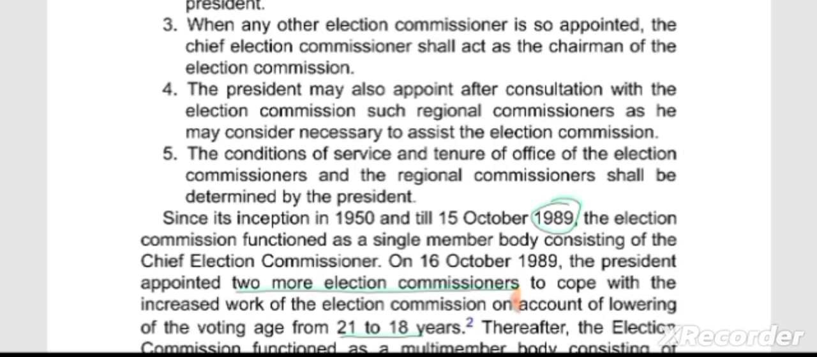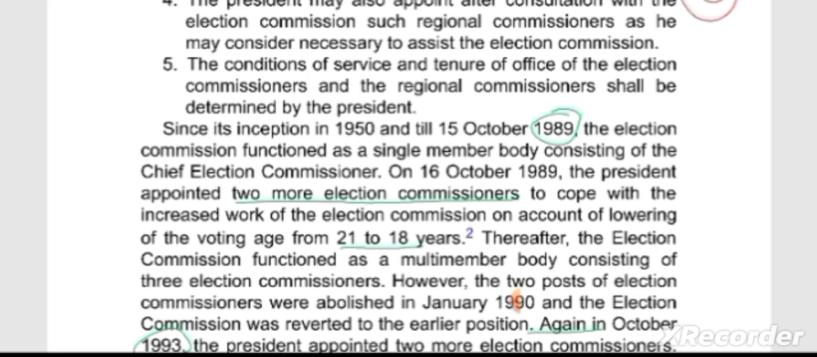Now, if we talk about these three election commissioners, previously it was not like this. This was a single member body. You can see here 1989. What happened in 1989 is that it became a three member body from a single member body.